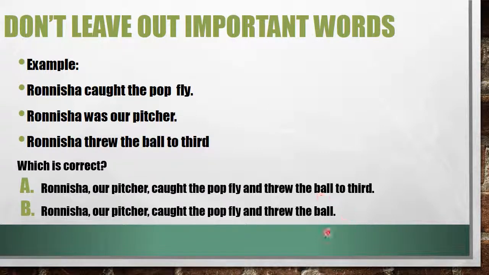Did you pay attention to something very important that was left out of B? You cannot leave out important words. An important word right here is that the ball ended up at third. And on the second sentence here, B, we just left that off. You can't do that. That's important to know. So even though you're combining and you're trying to make really good sentences, don't leave out very important information.